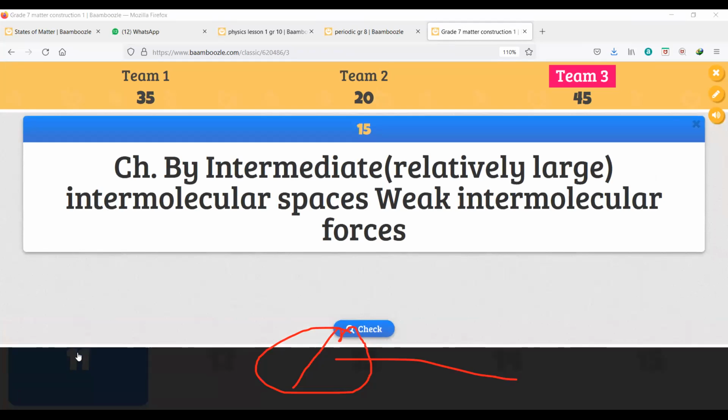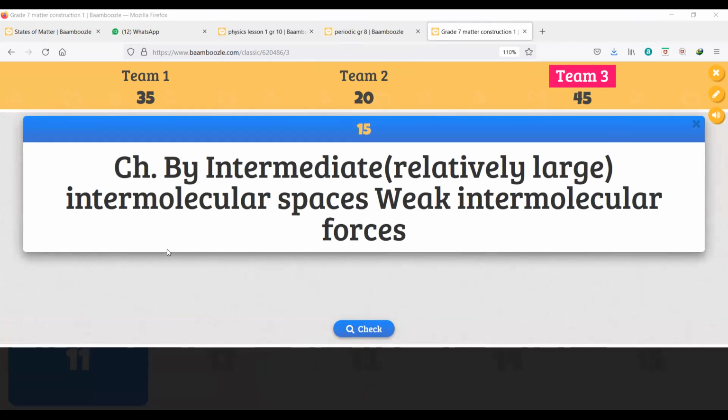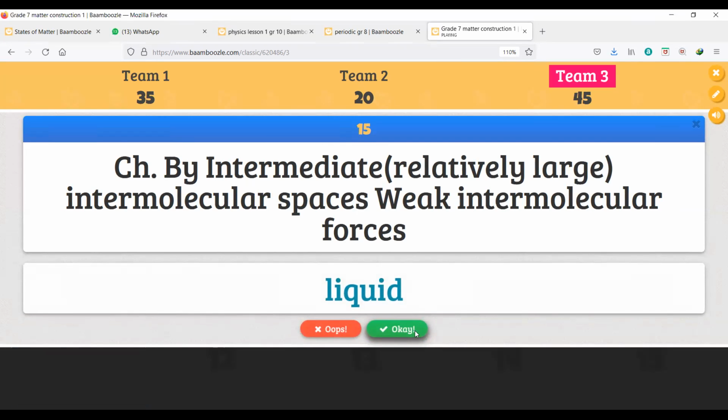Characterized by relatively large intermolecular spaces and weak forces. Relatively large intermolecular spaces. Okay, let's make it relatively large, intermediate intermolecular spaces. Team 3, no, this one is not the same. Relatively large intermolecular spaces and weak intermolecular forces. Solid or liquid or gas? Liquid. Very good, Mariam. Liquid. Excellent.